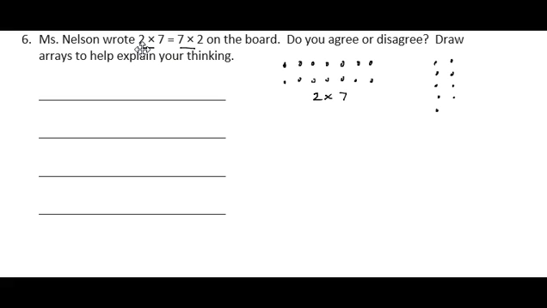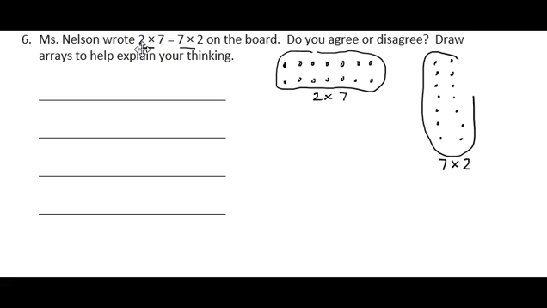So this array shows 7 times 2. But if I look at the total number of dots in each array, I can see that they both equal 14, which means that the total, or the product of 2 times 7, is equal to the product of 7 times 2. It's just their arrays that are set up differently.